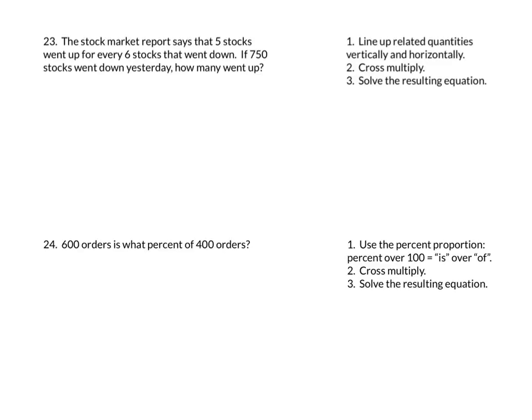Okay, so just a reminder that when we talk about proportions, we want to line up related quantities vertically and horizontally. Remember that related quantities either appear in the same sentence or have the same units. In order to solve our proportion, we want to cross multiply and then solve the resulting equation.